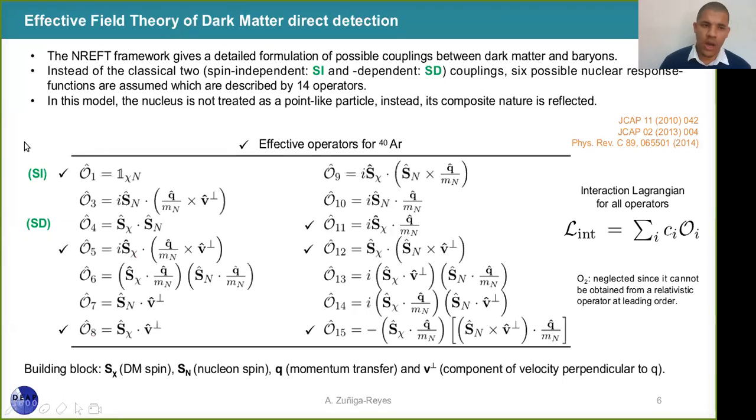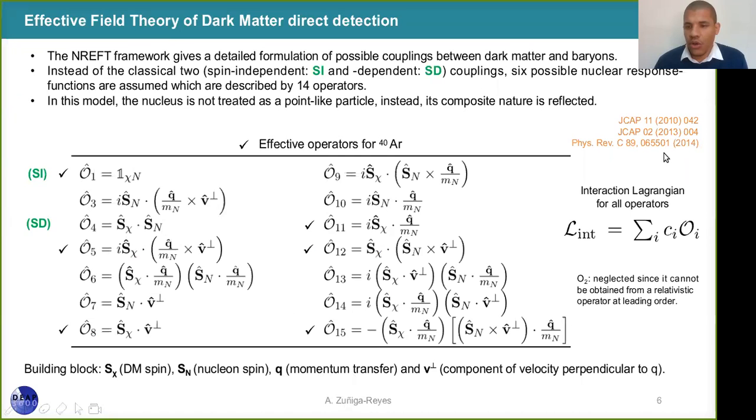The operator number 1 is the spin-independent interaction, and the operator 4 corresponds to the spin-dependent interaction. These operators are built with 4 main parameters: the dark matter nucleon, the nucleon spin, the momentum transfer, and the velocity, the component of the velocity perpendicular to the momentum transfer. I include here a check mark in order to distinguish those operators that can be used for an argon target.